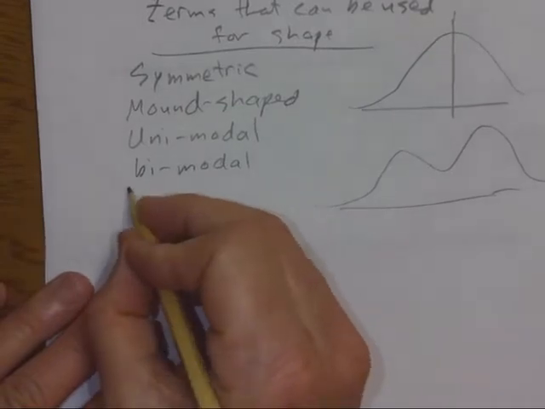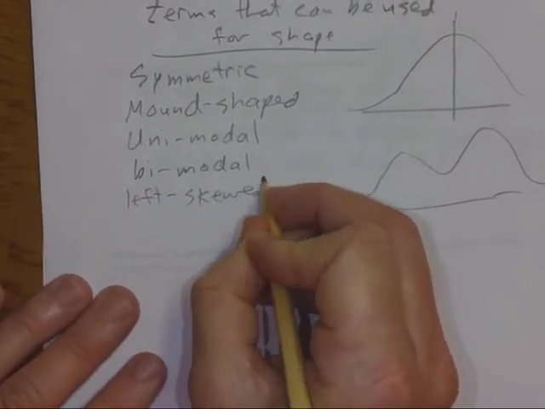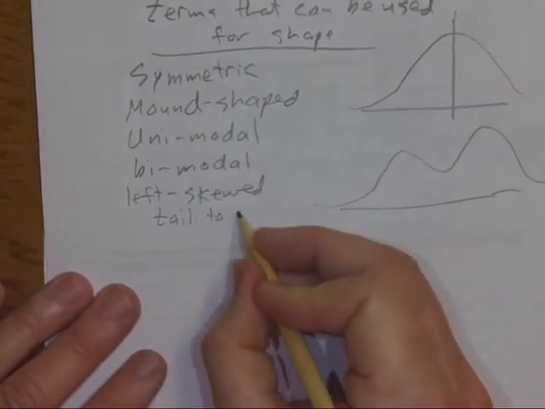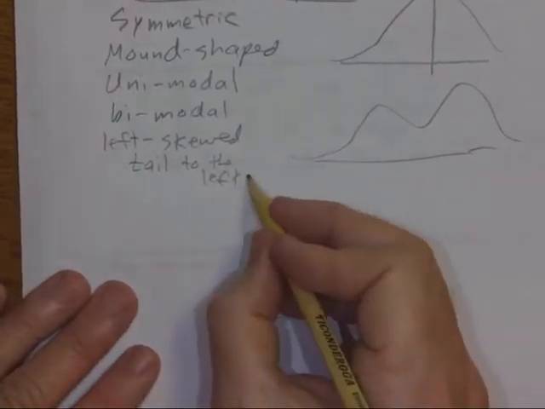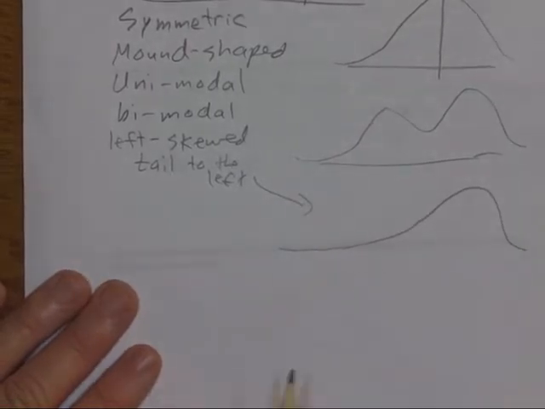Or it could be left skewed. Now, left skewed means this. It means it has a tail going to the left. So left skewed means it looks like this. It's like that, has a tail going to the left.